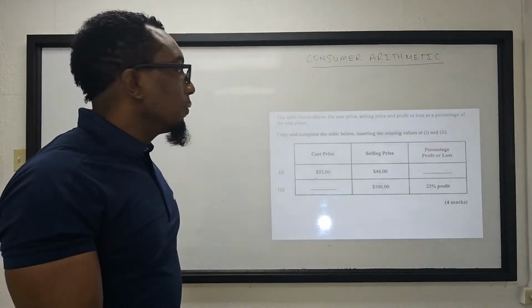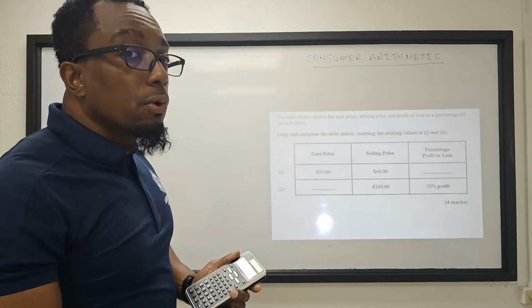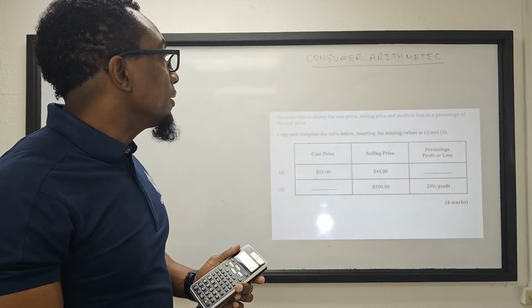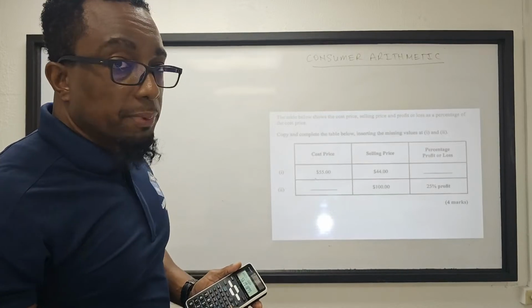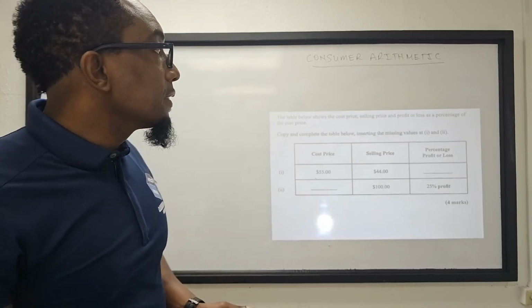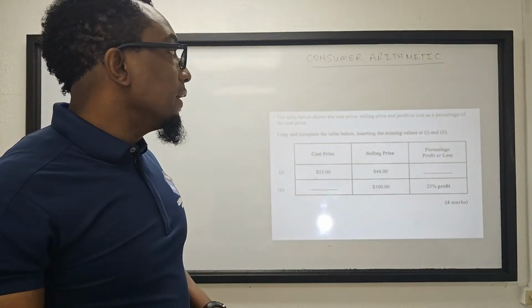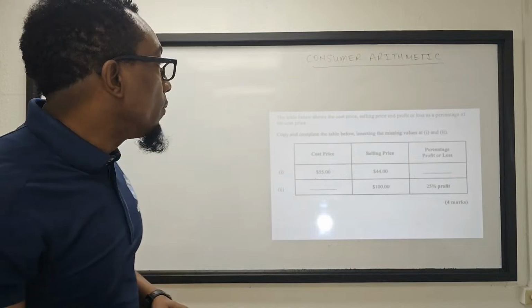The table below shows the cost price, selling price, and the profit or loss as a percentage of the cost price. Copy and complete the table below, inserting the missing values in 1 and 2. So let's determine what is the missing value in 1.